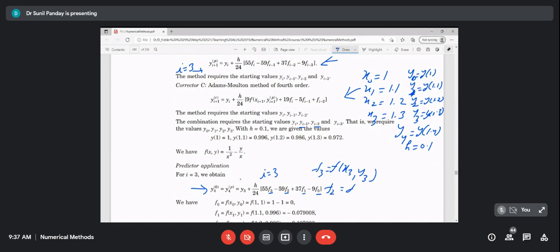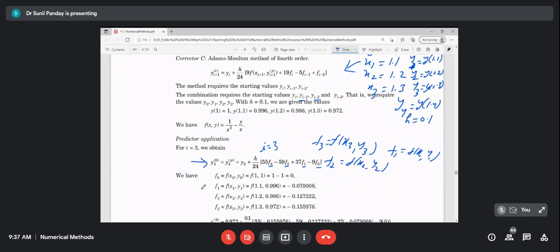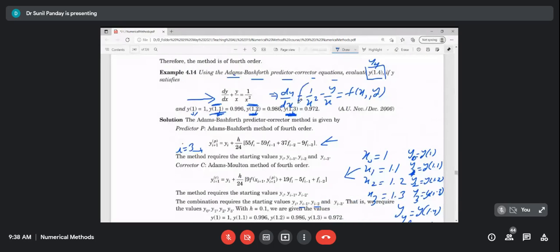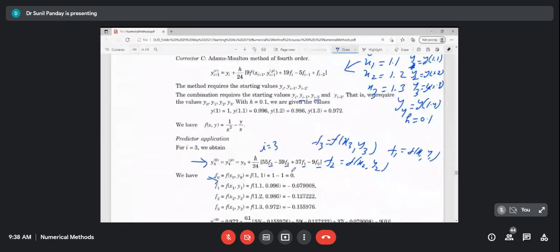Similarly, f2 is your f of x2, y2, and y3 is given to you already in the problem. X3 is also given to you. F1 is similarly f of x1, y1. First you require f naught, so you have calculated f of x naught, y naught. X naught is 1, y naught is 1, and you substitute in this definition. So it is 1 upon x naught square minus 1 upon, so 1 minus 1, finally it is 0.